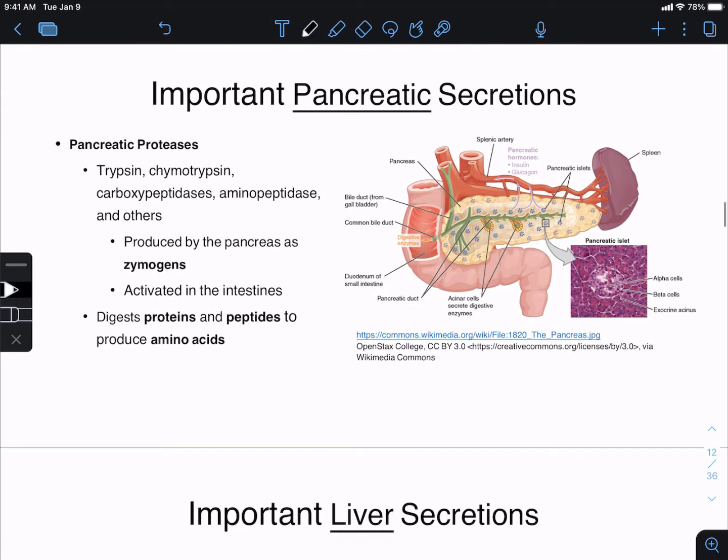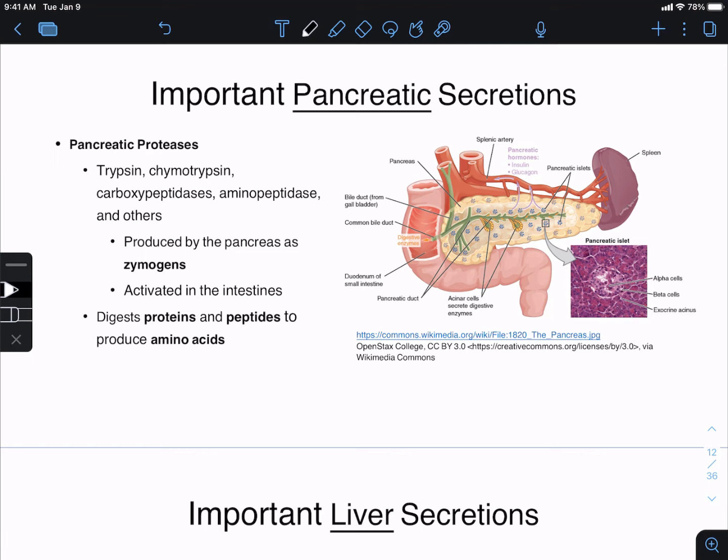Continuing with important pancreatic secretions, we have proteases being released from the pancreas. A protease is anything that digests proteins. There's a number of different names. Pepsin is a protease, although it is neutralized at pH 7, so it's no longer effective in the small intestines. The other proteases have names like trypsin, chymotrypsin, carboxypeptidase, aminopeptidase, and there's quite a handful of others.